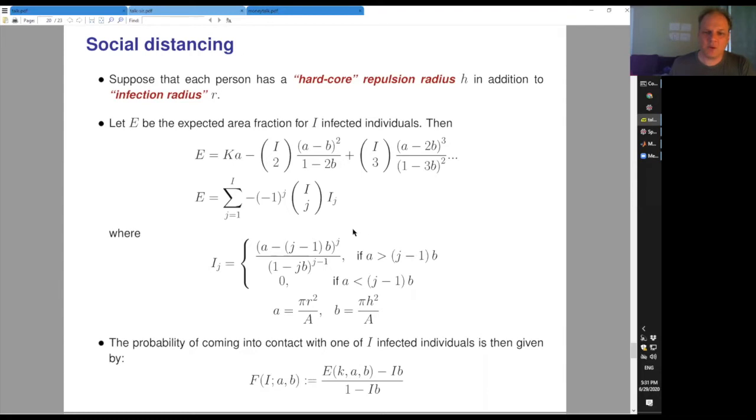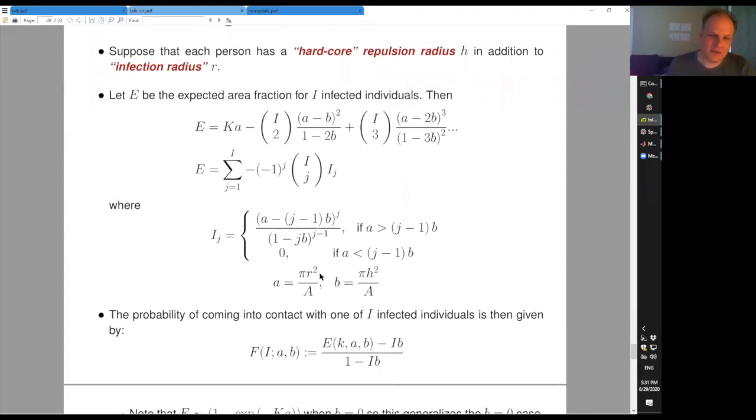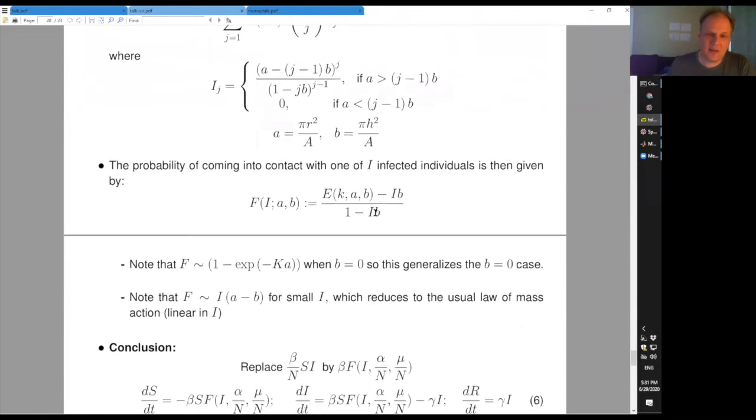It turns out that it's possible to carry out a similar calculation. It gets a little bit more complicated. You get a formula for the expected area of these hardcore repulsion disks that looks something like this, but it doesn't have such a simple form, it's just a sum. You can't really sum it up, but you can write it down and do some simulations with that.